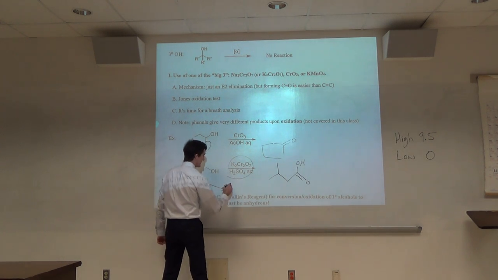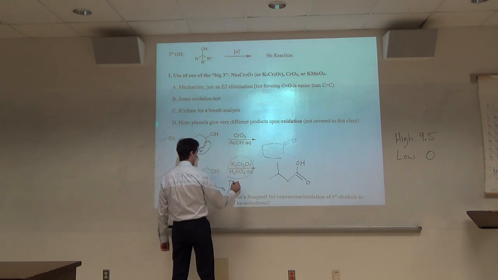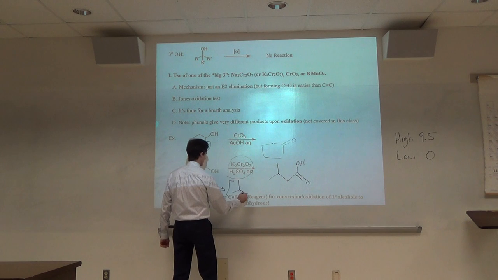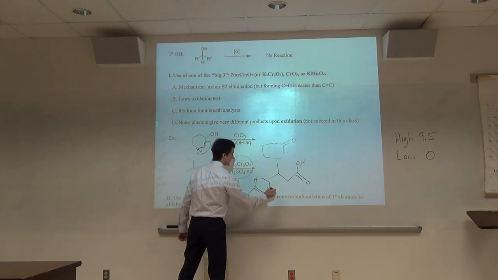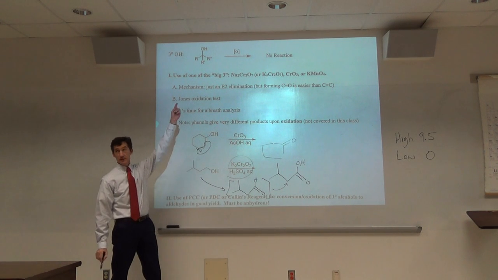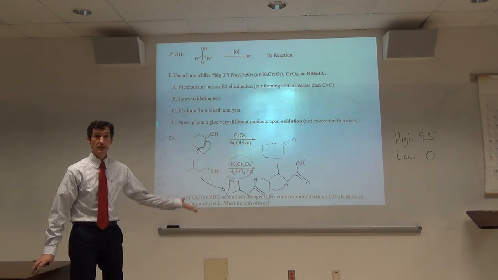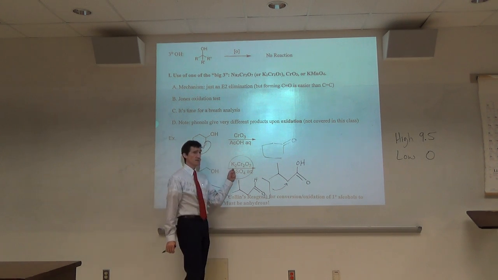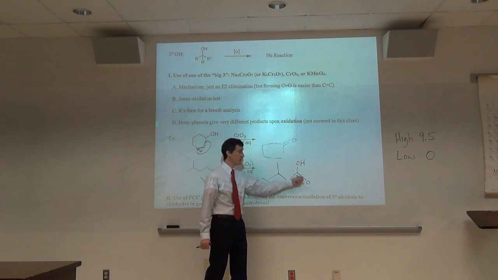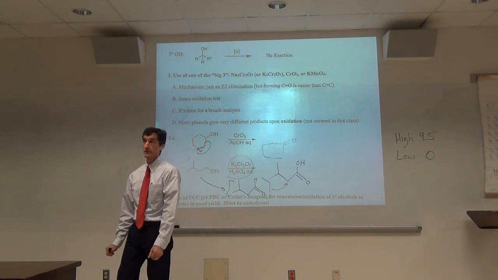What's the intermediate here that's not isolated? We've already said it. Aldehyde, but then it gets further oxidized. It's right up top, right? We just got a specific example. With the big three, you cannot stop at the aldehyde. The big three take primary alcohols all the way. The big three do.